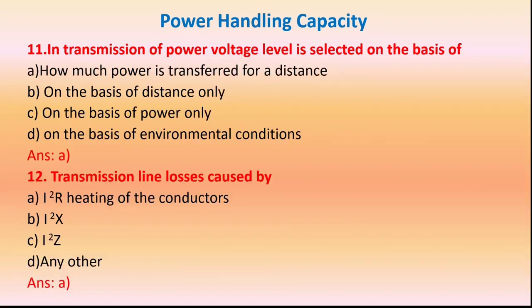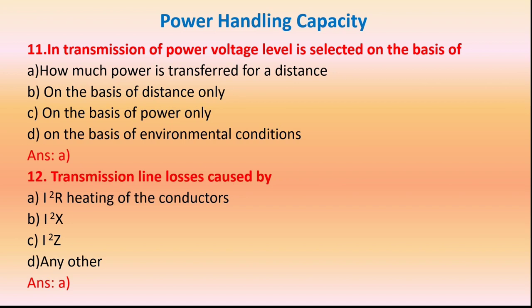Question 11. In transmission of power, voltage level is selected on the basis of option A, how much power is transferred for a distance, option B, on the basis of distance only, C, on the basis of power only, D, on the basis of environmental conditions. The answer is A, that is how much power is transferred for a distance. The voltage level always depends on how much power is transferred for how much distance.